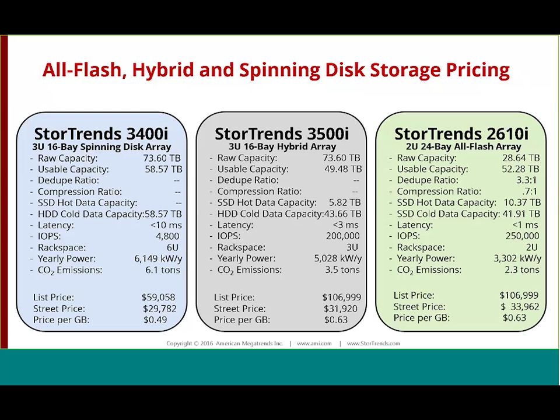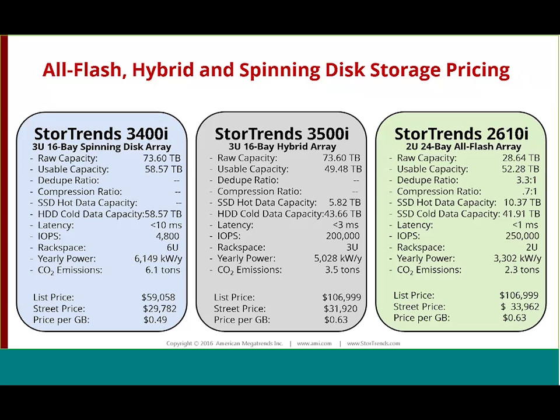Now the middle box, the silver box here, is the 3500i. This is our hybrid array. It's a 3U 16-bay array. We start off with a raw capacity of 73.6. The usable capacity after RAID and the OS is going to be about 49.48. The SSD space in this box is 5.82 terabytes, and the HDD space is 43.66 terabytes.